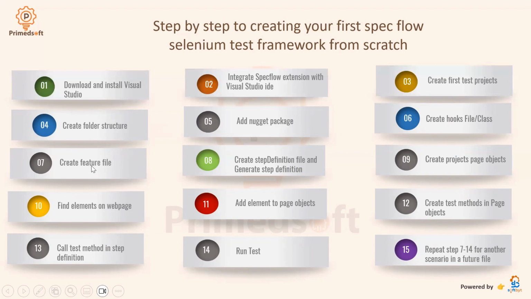Create your feature file. Once you've created your feature file, let's say you have one scenario on it, and you've created your step definition from your feature file, created your page object, found elements, added elements to your page object, created your test method, and called your test method in your step definition, you can run your test. Once you've run it and it passed and you want to write another scenario, you start from 7. You don't have to start all over again. You now create the feature file again, generate your step definition, create your page object, and repeat it up to 14. For another scenario, you do the same.